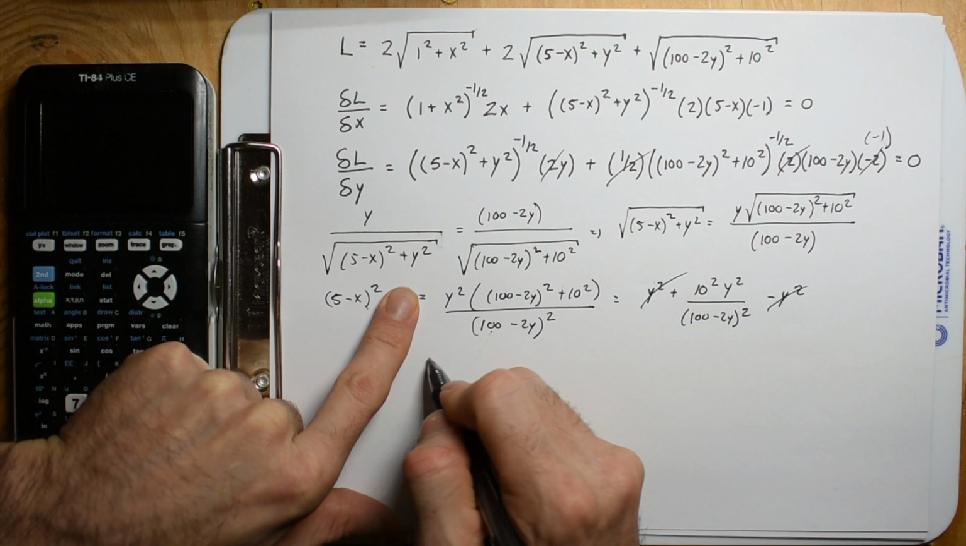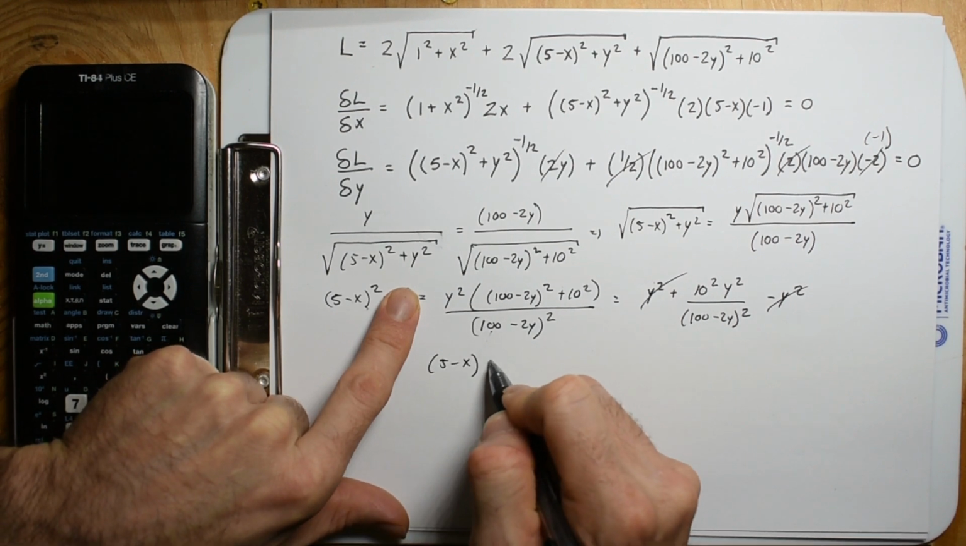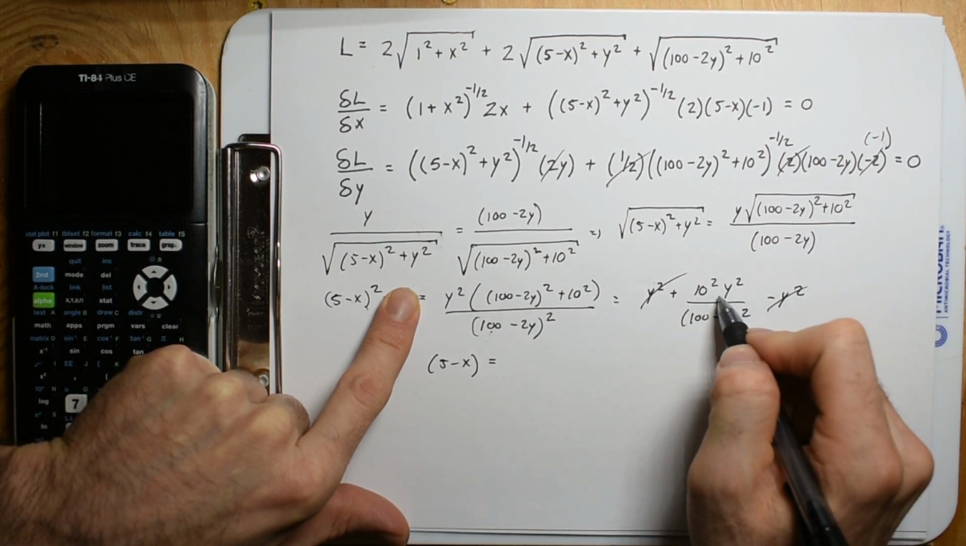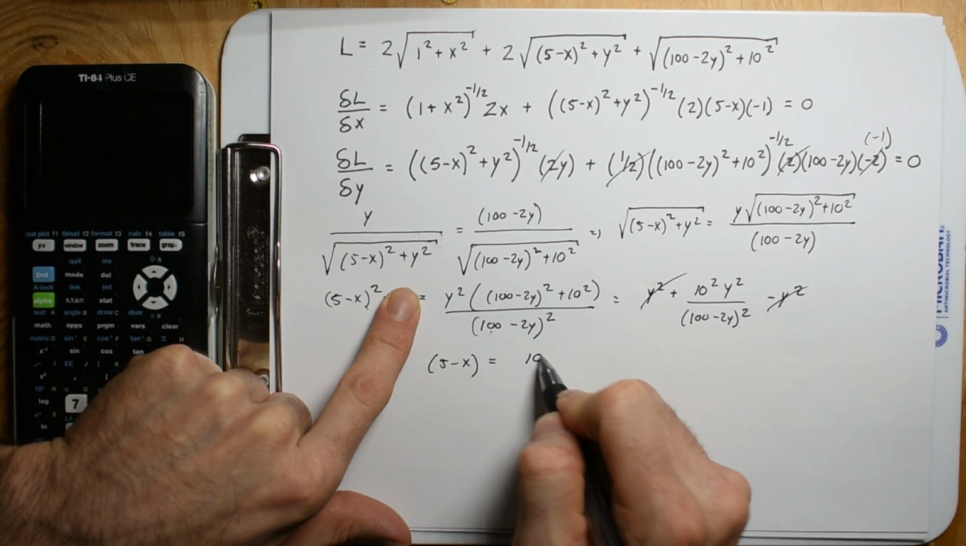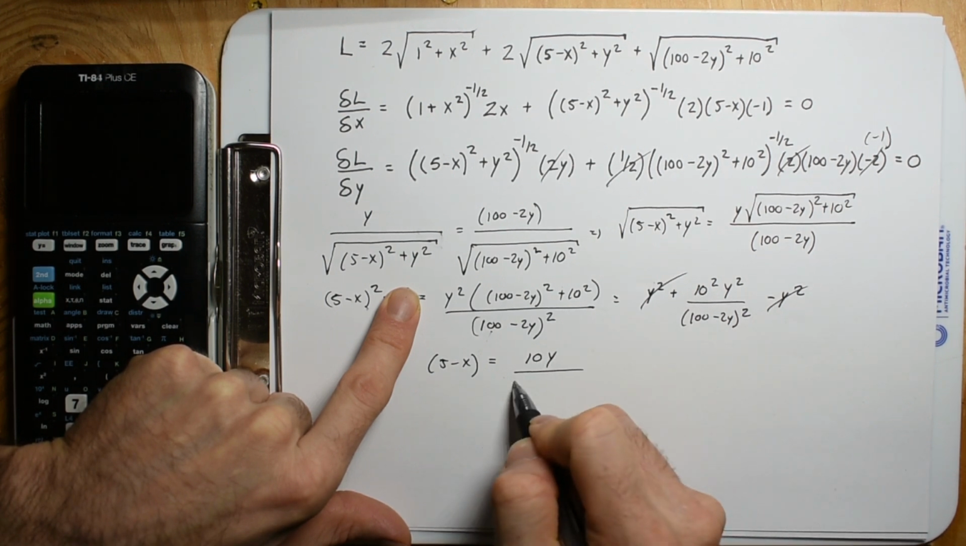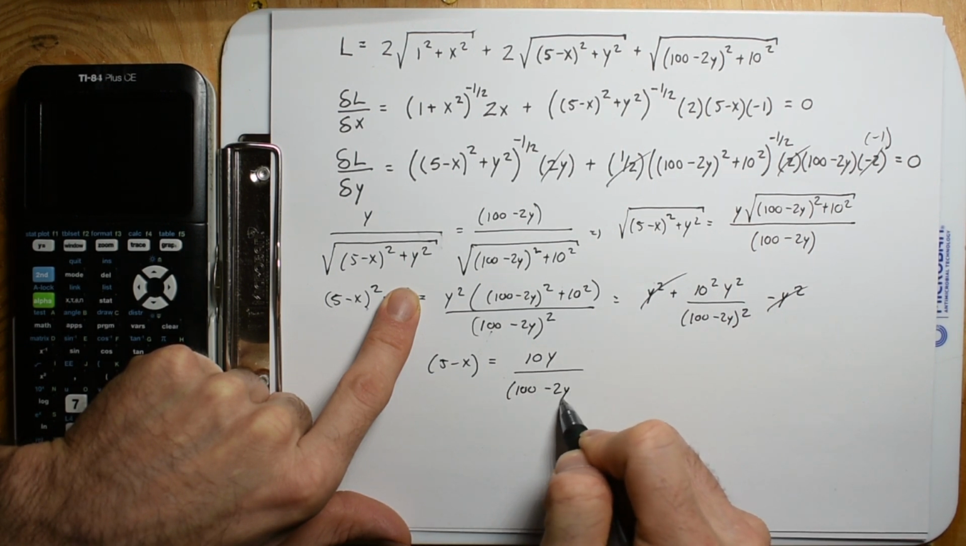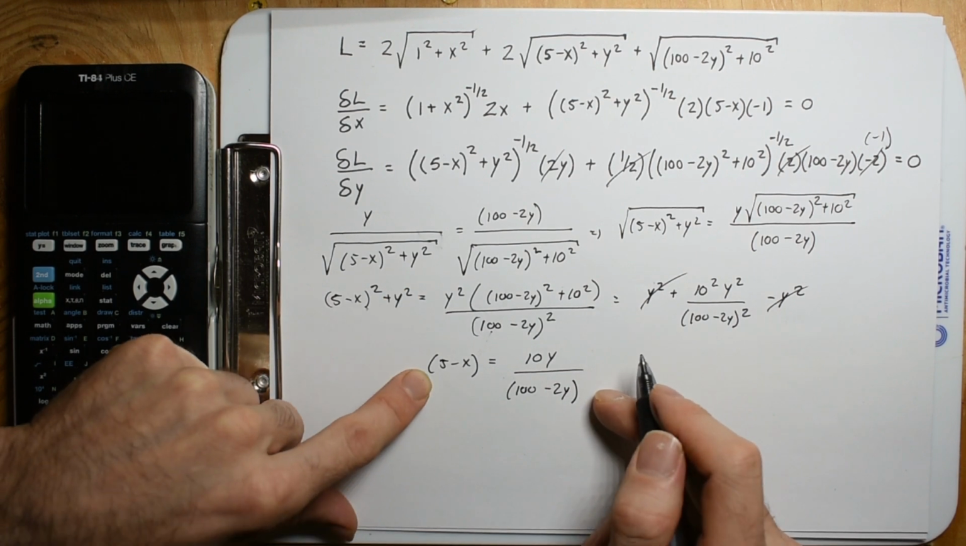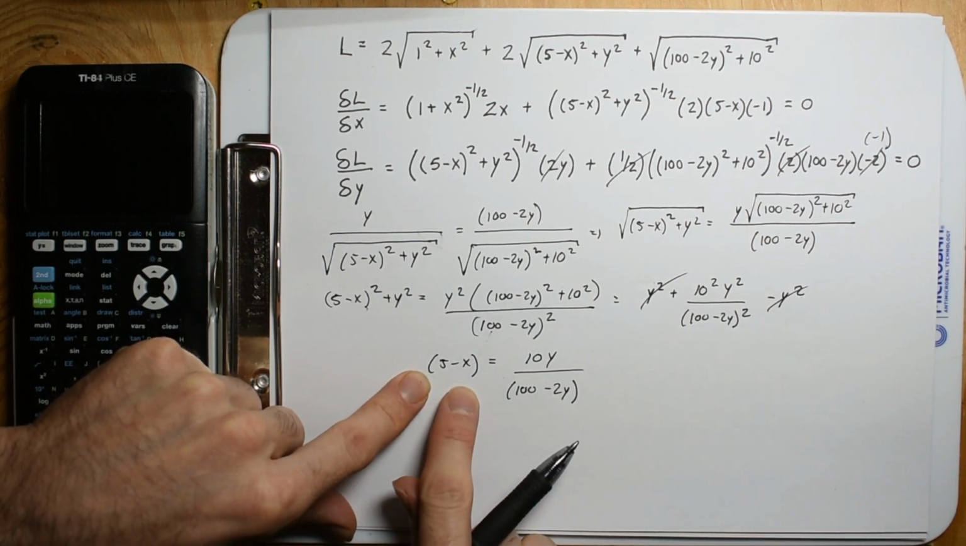Now we're going to take the square root. So I'm going to have 5 minus x. I don't know where I'm making my mistake. But then we're taking the square root of this. It's going to be 10y, and then we have 100 minus 2y. Okay, and we're trying to solve for x.